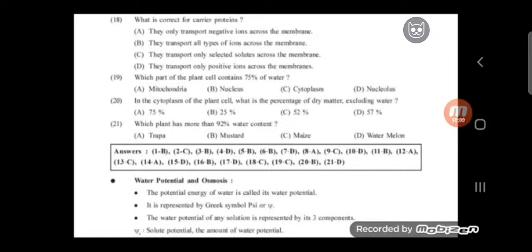25% of the dry matter, excluding water. Next, question number 21.